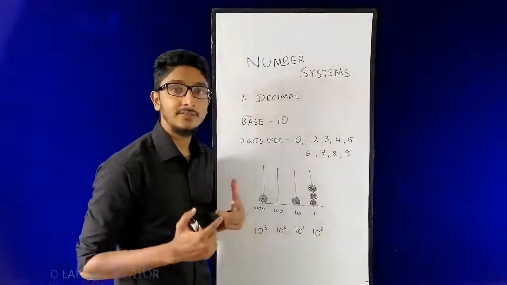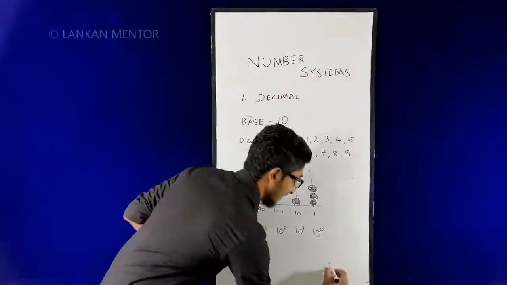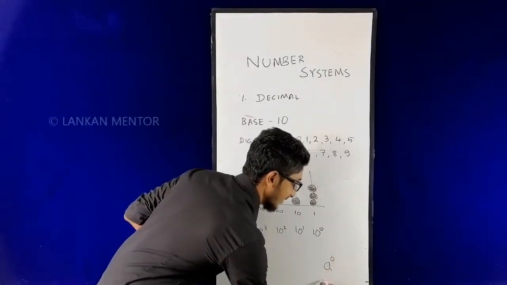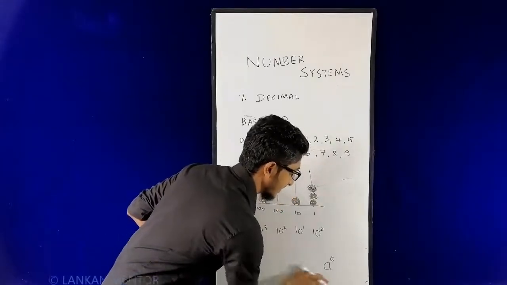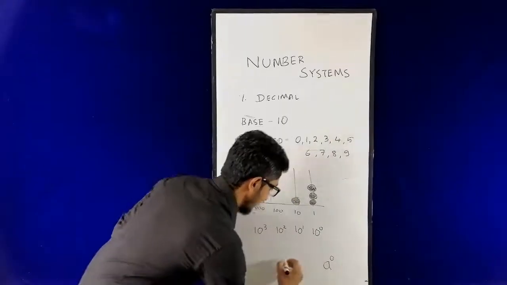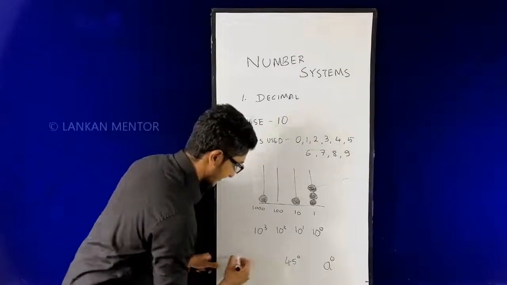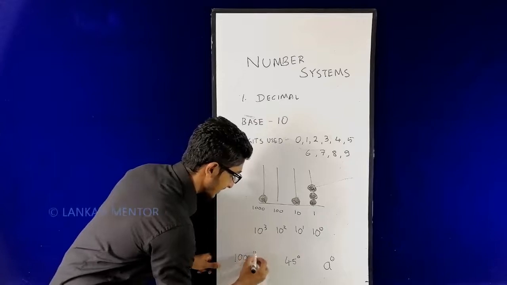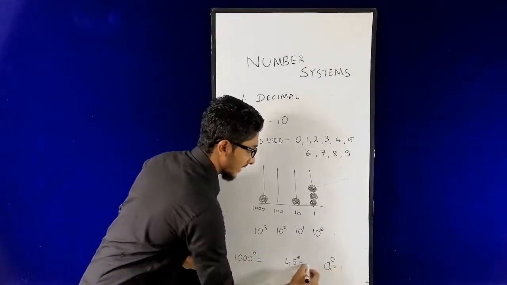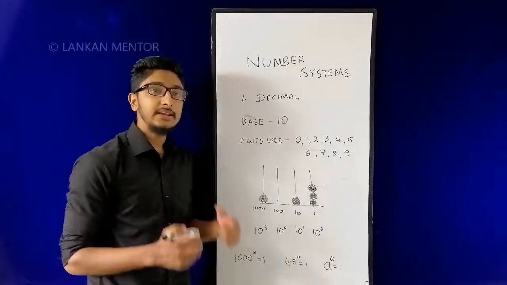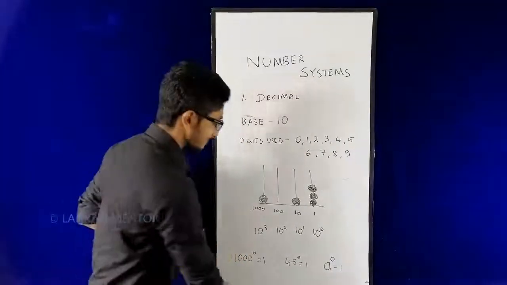Any number to the power 0 is 1. Remember that. Now if a to the power 0, say it is 45 to the power 0, and 1000 to the power 0, everything is equal to 1. Any number to the power 0 is 1. Remember that. Okay.